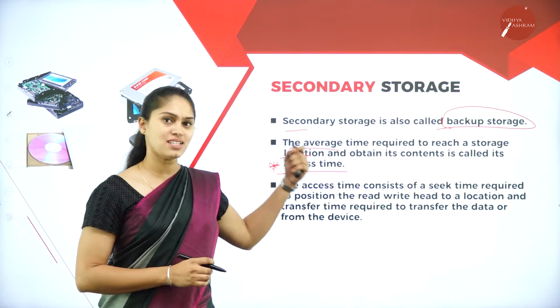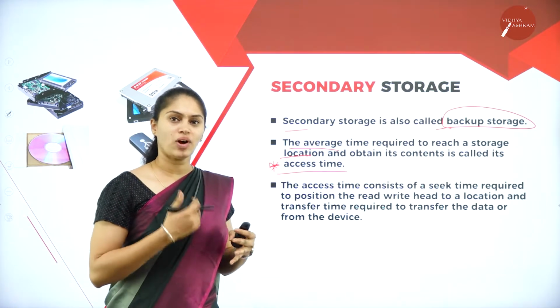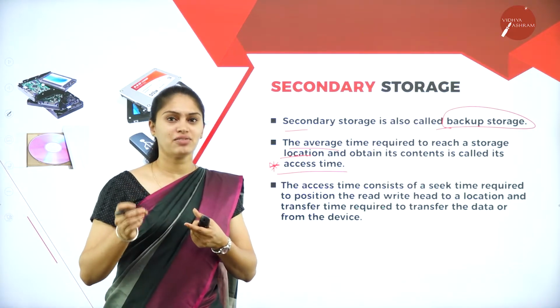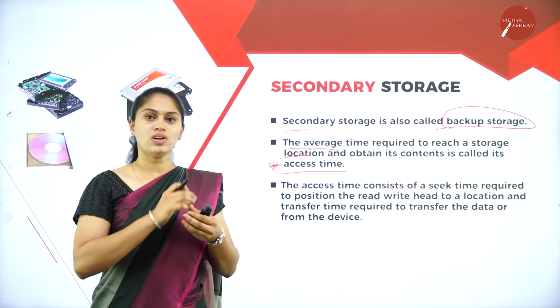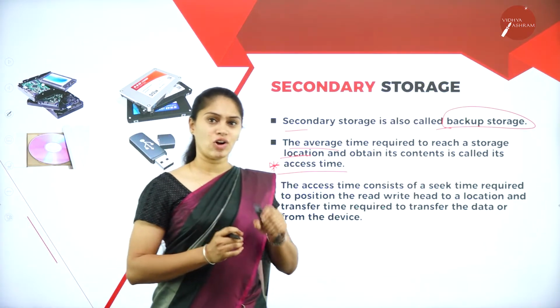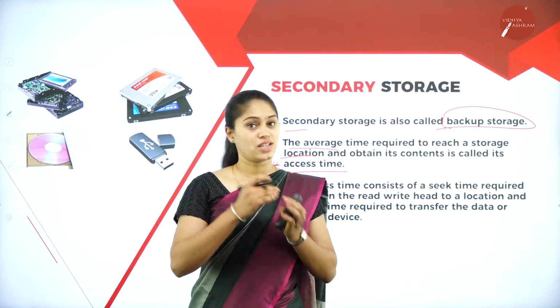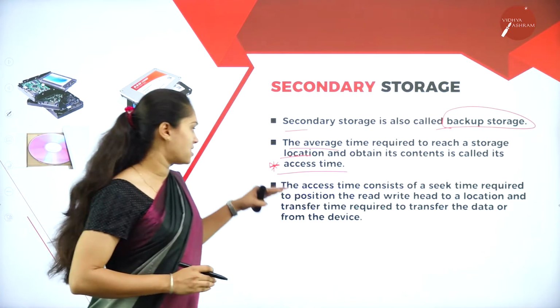As I discussed, it must be copied to the primary memory. So at that time what is it going to do? It will fetch the location where the data and information is stored and what content it includes. So the average time which is required in order to find that location and fetch the content which resides in a particular location, we can call that access time.